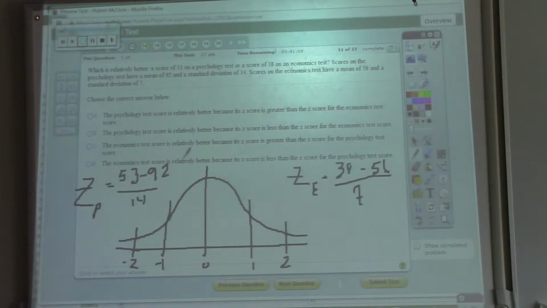So what's 53 minus 92? And 49 or 39? 39. Okay, 39 divided by 14. What's that come out to be? Minus 2.785. Negative 2.7. So that's down here.